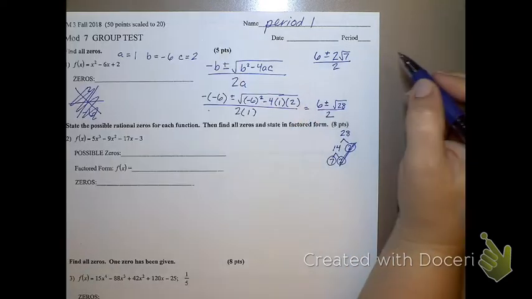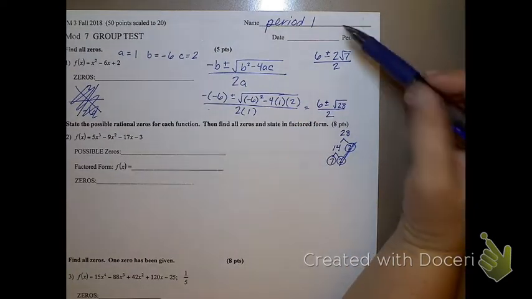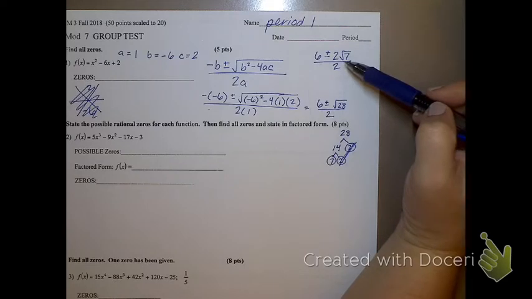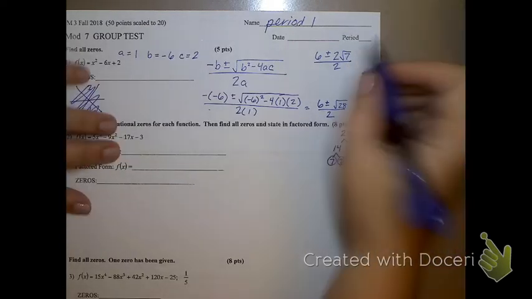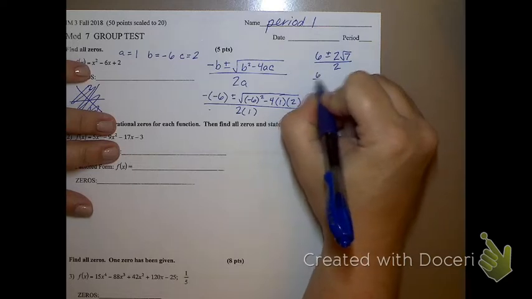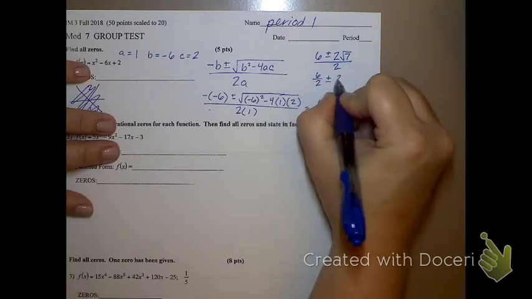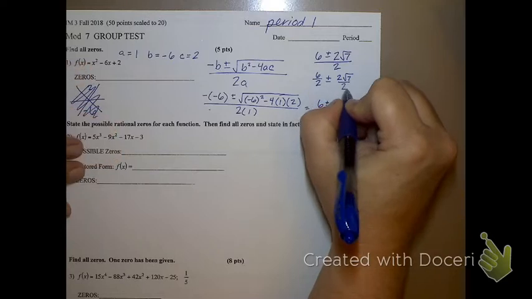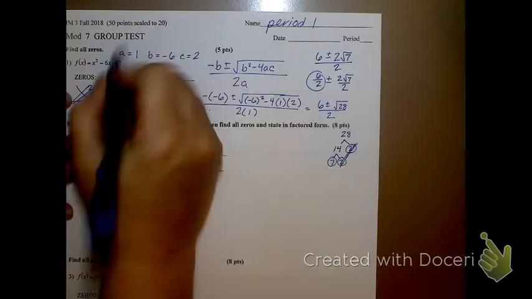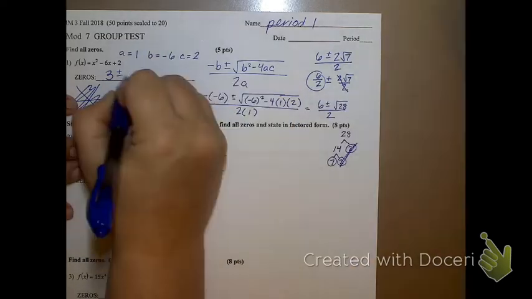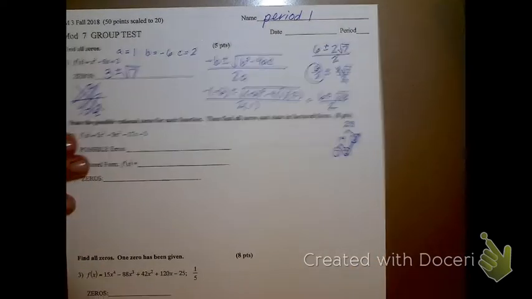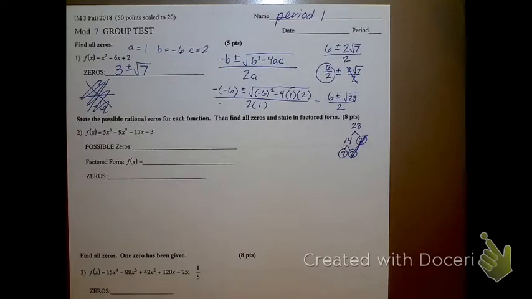Now, I had a lot of people asking me questions yesterday about what do you do here? And I was a little bit discouraged by that because I told you every single time you have to split it up into 2 fractions. Have to. So 6 over 2 plus or minus 2 rad 7 over 2. What is 6 over 2? It's 3. And that's going to cancel, so I'm just left with rad 7. So 3 plus or minus rad 7 is my answer to number 1.